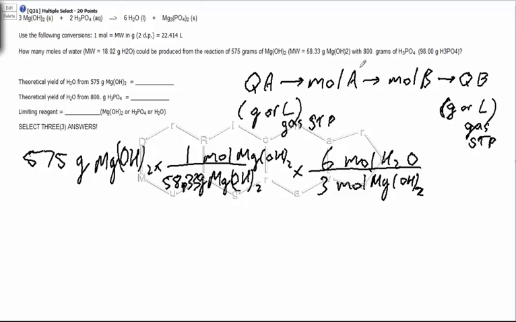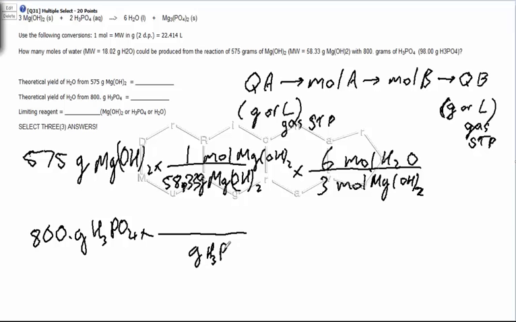Now what we're going to do is we're going to do the same thing with the H3PO4. We're going to start off with 800 grams of H3PO4 times, now we're going to have grams of H3PO4 down here. We'll have moles of H3PO4 up here. Relationship, 1 mole of H3PO4 is equal to 98.00 grams.